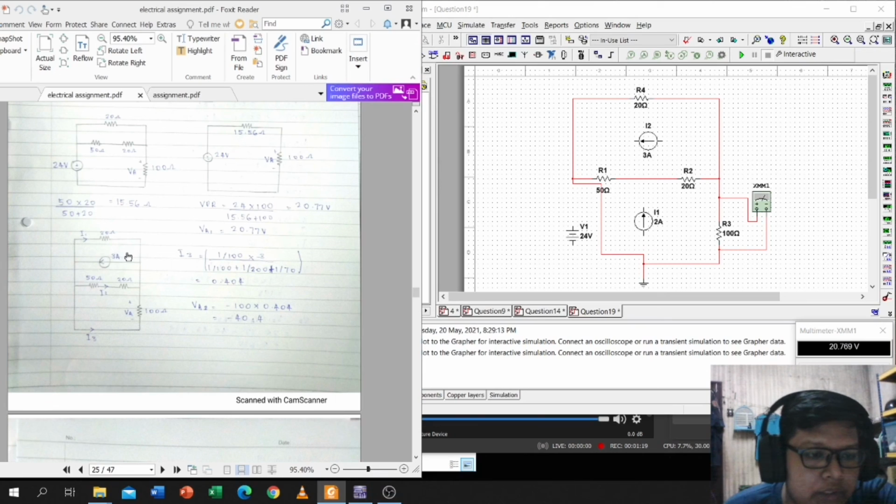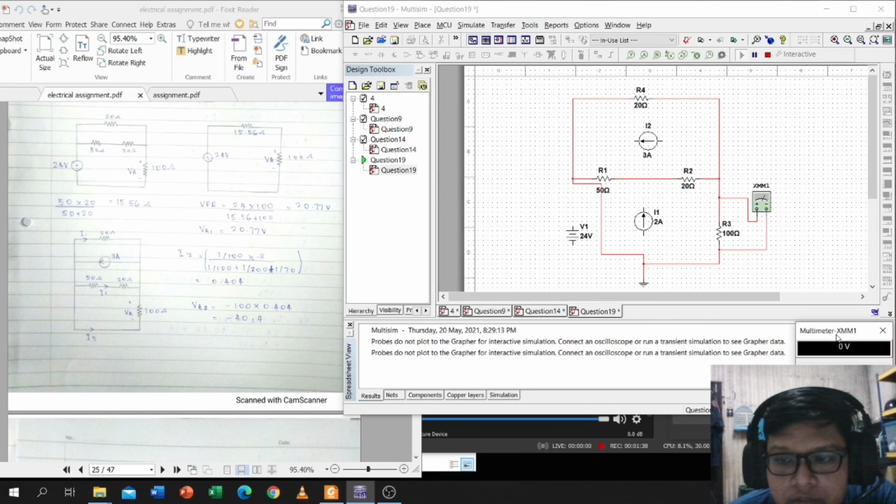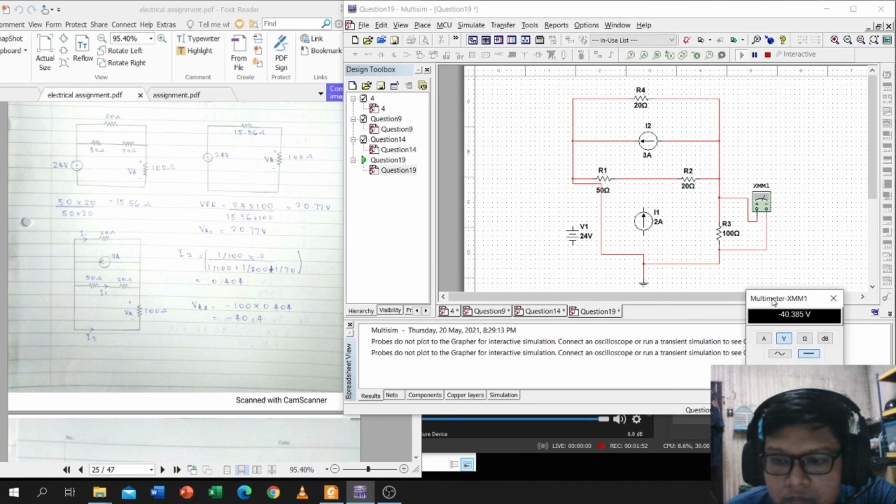So for the 3A source here, we just open circuit here and short the voltage, and just calculate the current, and we got negative 40.4, which is quite similar to the simulation. This is the result here.